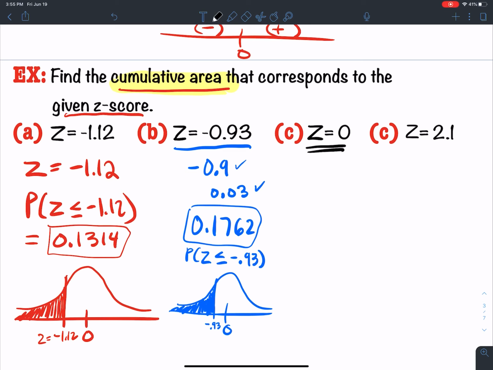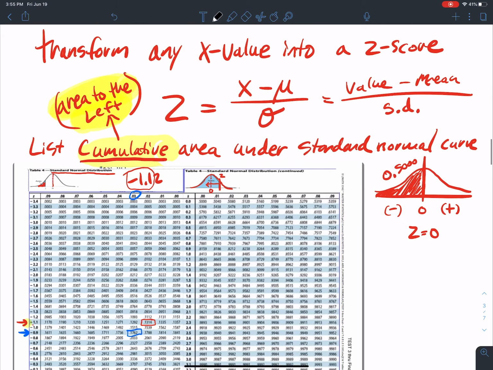Now this next one, I should be able to do without a chart. Z equal to 0. If you think about it, 0 is always in the middle, right? So cumulative area is area to the left. This area we know should be 50% if it's in the dead center and it's symmetric, right? But we can go look it up.